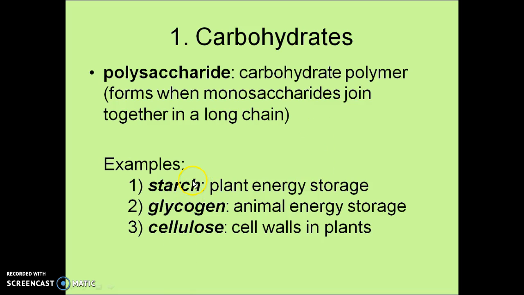Some specific examples of polysaccharides are starch, which is used for storing energy in plants, glycogen, which is used for storing energy in animals, and cellulose, which is found in the cell walls of plants and gives them a really tough cell wall. Something I find interesting is glycogen is actually stored in your liver, and let's say you're exercising, that glycogen gets released from your liver into your blood to provide you with energy.